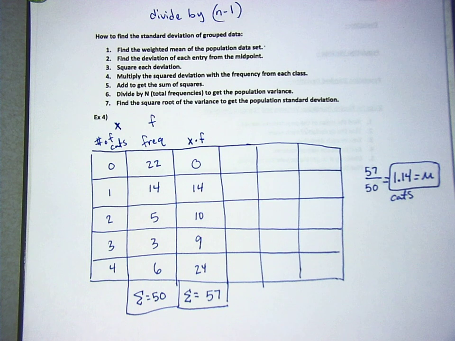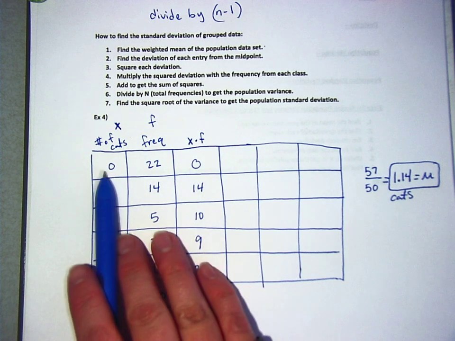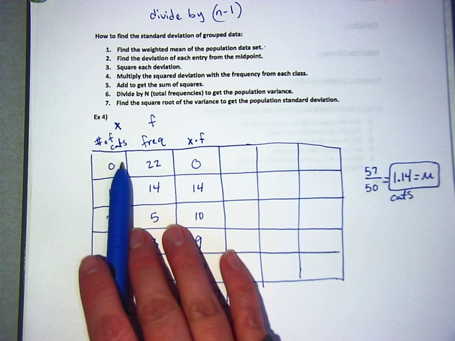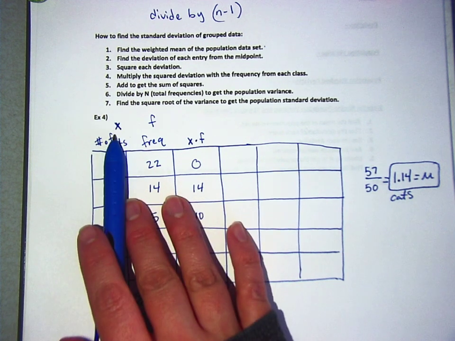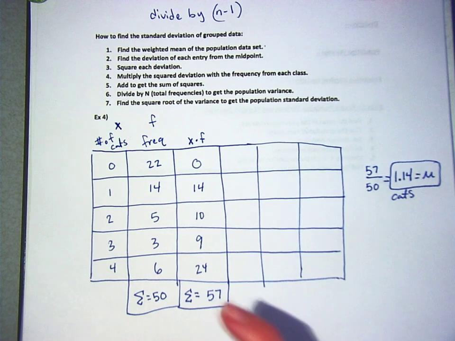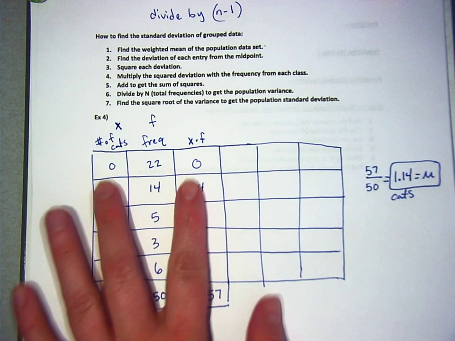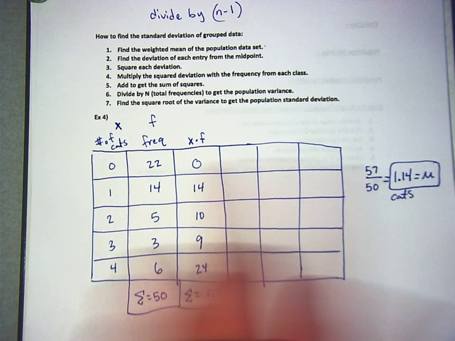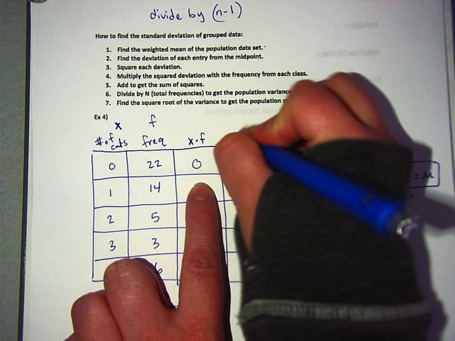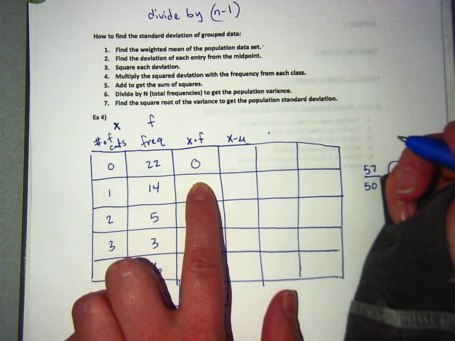Okay, now we are going to find the deviation of each entry from the midpoint. Now, in this one, this is important, so focus on me now. This one is really easy because we only have one number here, but imagine this was a category. Imagine this was like 0 to 2 cats, 3 to 5 cats, right? The number you would use as your x is the midpoint of a class. In this one, it's really easy because we've just got these two right here. So we're going to find the deviation of each one of these from the mean. So now we've got x minus mu. Then we're going to take x minus mu squared.